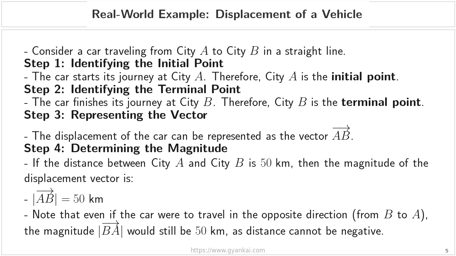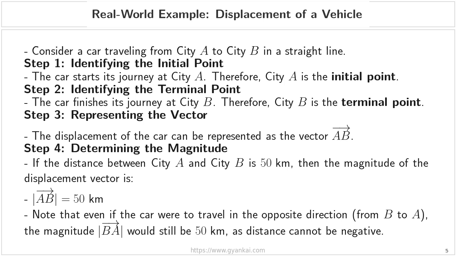One very important thing to note here, which connects back to our rule about non-negativity: even if the car were to drive in the opposite direction, from city B back to city A, the magnitude of vector BA would still be 50 kilometers. As we learned in the previous slide, distance and magnitude can never be negative.